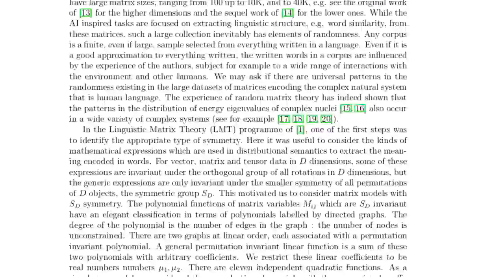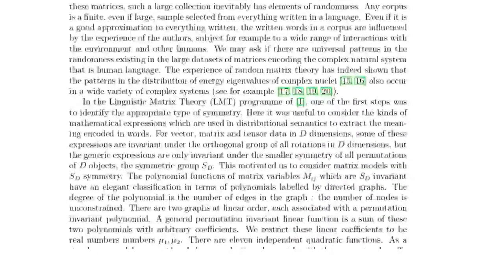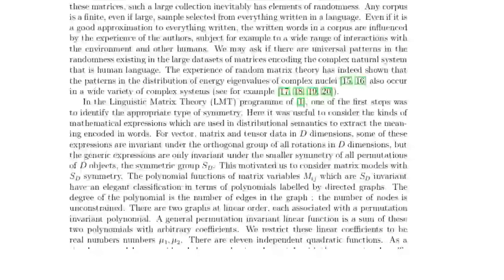Well, that's interesting, but I don't know how we can extrapolate from that. So, in the linguistic matrix theory program, one of the first steps was to identify the appropriate type of symmetry. Here it was useful to consider the kinds of mathematical expressions which are used in distributional semantics to extract the meaning encoded in words.